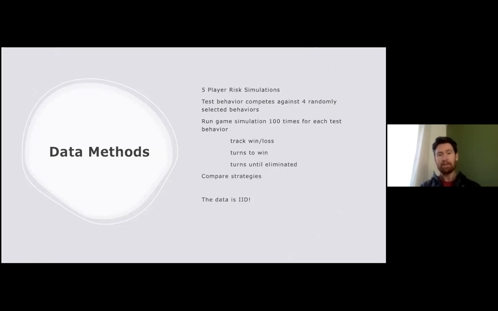All right, so what I did was I simulated full games. I did 5-player games. 4 of those players were generated randomly, and 1 player was a test player where I tracked all their statistics. I played 100 times through for each of the behaviors. I had 30 different behaviors. So it's 3,000 data points total, and I tracked their wins, losses, turns to win, and turns until eliminated. And then I compared the strategies. And with simulations, you can make the data IID, which is a rare thing that is really cool for a data scientist.